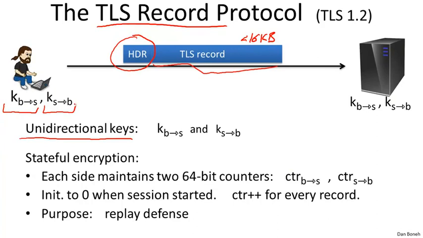So one key is used for sending messages from a browser to the server, and the other key is used for sending messages from the server to the browser. And of course, both sides, both the server and the browser, know both of these keys. And just to be clear, the browser will use this key to send data to the server, and will use this key to read data from the server. And the server basically does exactly the same thing, just with the opposite keys.